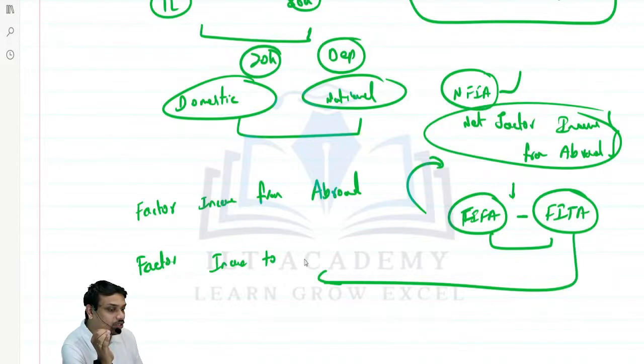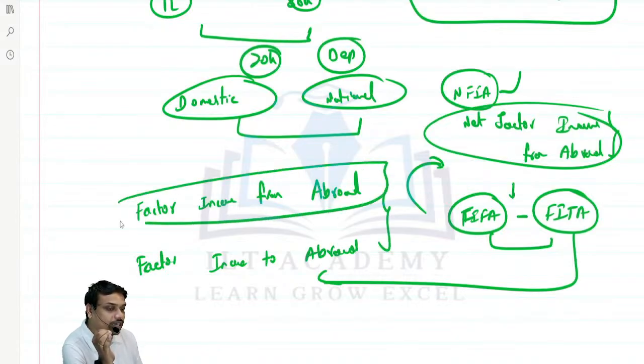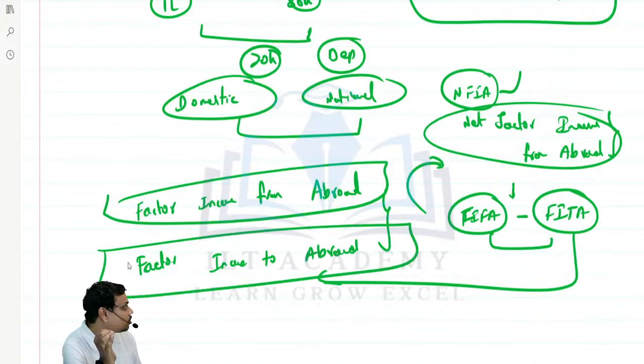Factor income to abroad. The difference between FIFA and FITA will give you what? NFIA. FIFA minus FITA will give you what? NFIA. Any doubts? Did not understand or understood? Clear, right? FIFA minus FITA क्या देगा आपको? Net factor income from abroad.